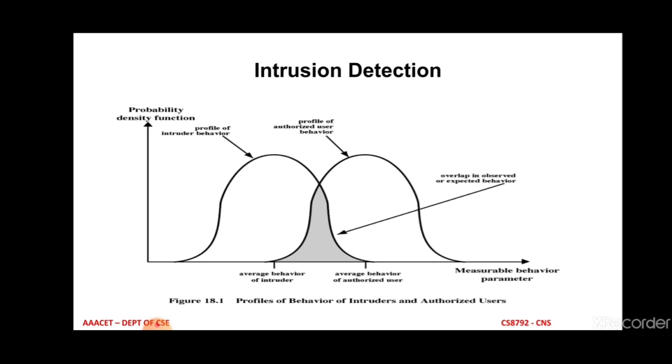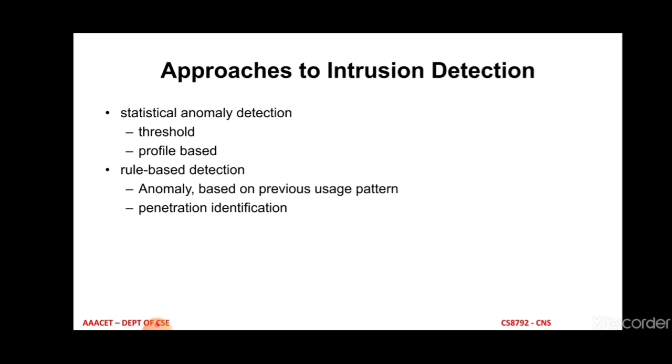The overlap in the graph indicates the expected behavior common to both authorized and intruder behavior. The first indication is the average behavior of the intruder, and the second one is the average behavior of the authorized user. By using the overlap, the attacker or intruder hacks the information by using password guessing and password capture.